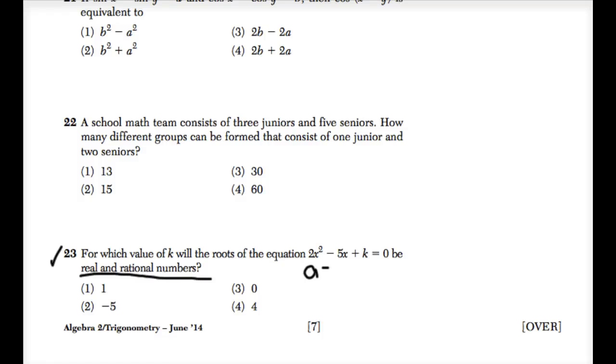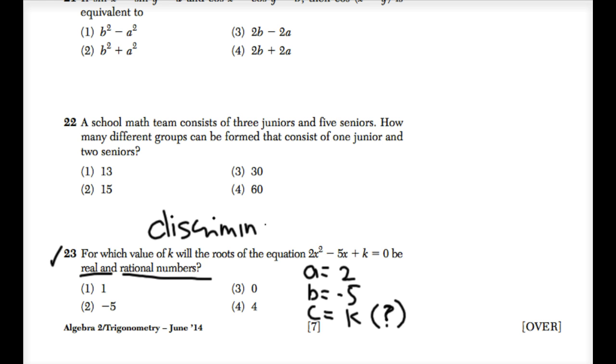So in this case, my a is 2, my b is negative 5, and my c is k. So this is what we're going to find for the value of c. In order for us to find this k, where my question mark is, we need to use the discriminant formula. This is given in the reference sheet. It's what's under the radical, which is b squared minus 4ac in our quadratic formula.